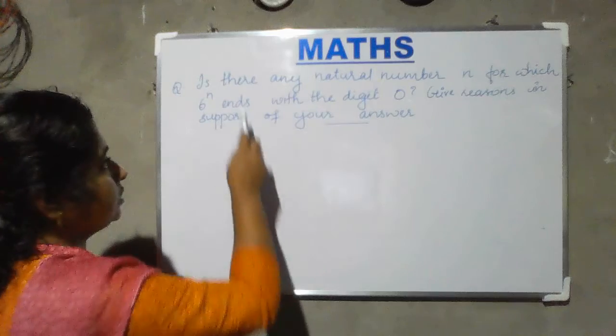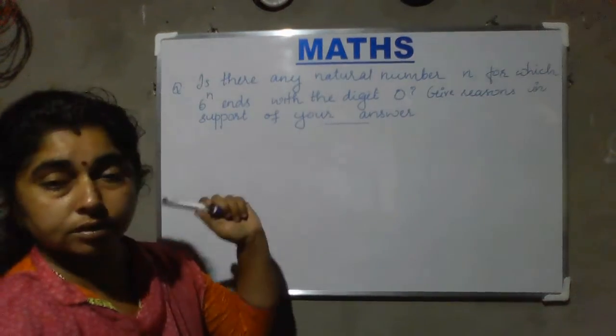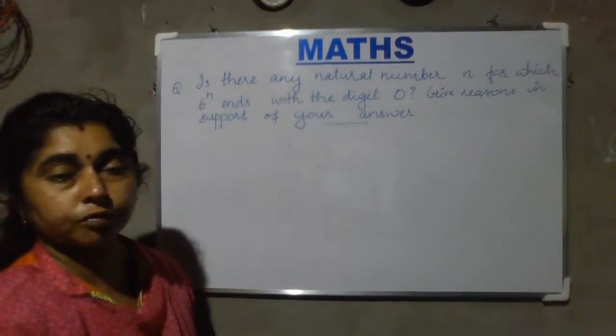The next question: is there any natural number n for which 6 raised to n ends with the digit 0? Give reasons in support of your answer.